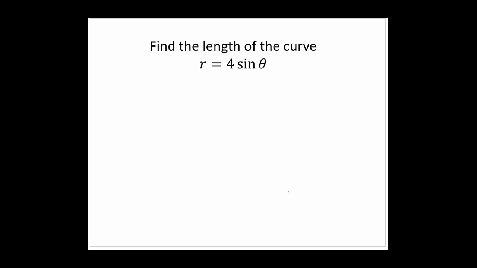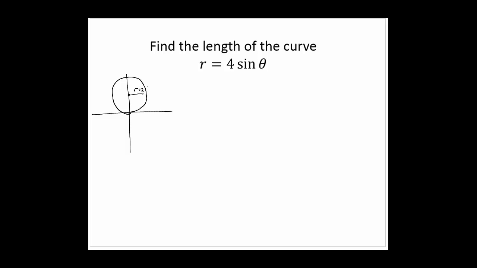Find the length of the curve r equals 4 sine theta. Now you might remember this curve. We sketched it in the previous section. r equals 4 sine theta was a circle. I know I drew Cartesian coordinates, but we drew it in polar, and it was this circle with radius equal to 2.